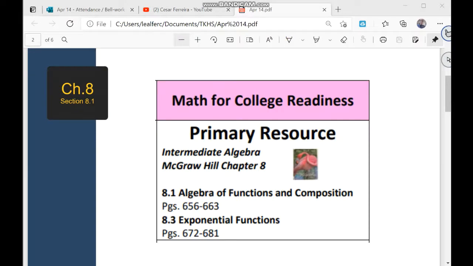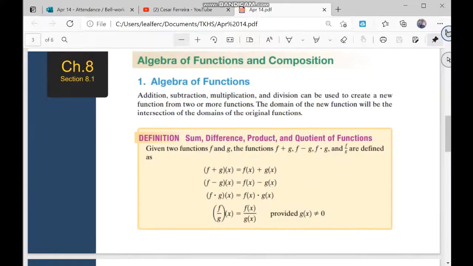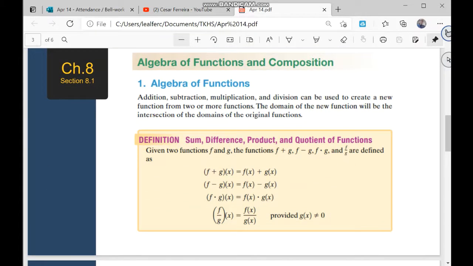So this is what you have to cover for chapter 8: section 8.1, algebra of functions and composition, and section 8.3, exponential functions. Okay, and moving on, today we will talk about algebra of functions and composition.